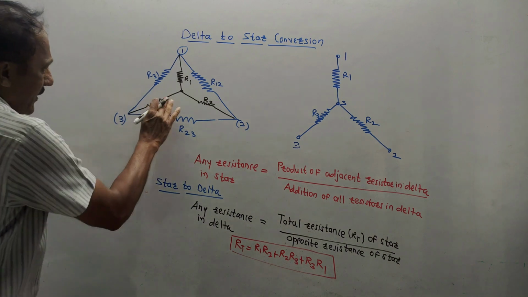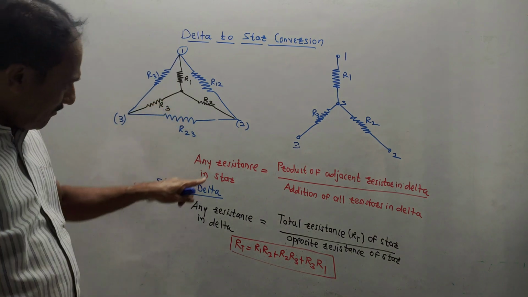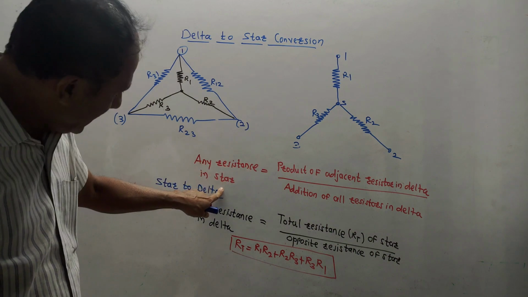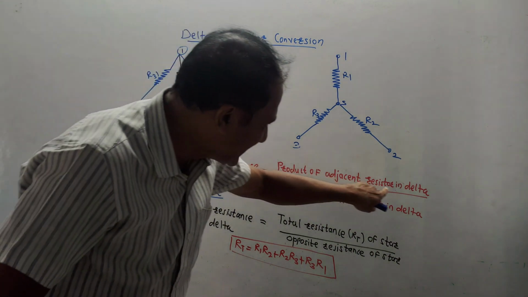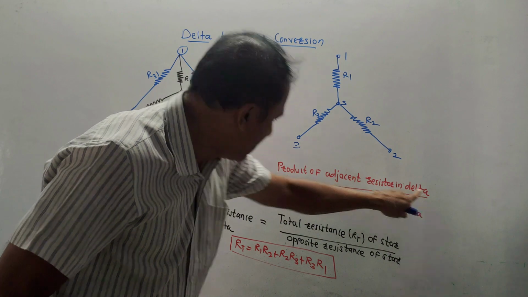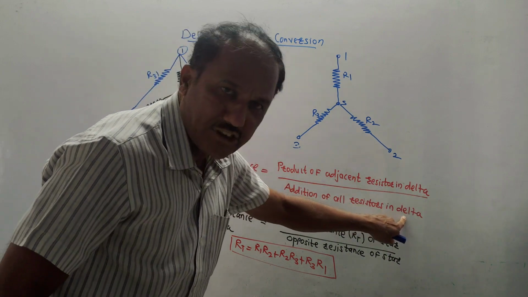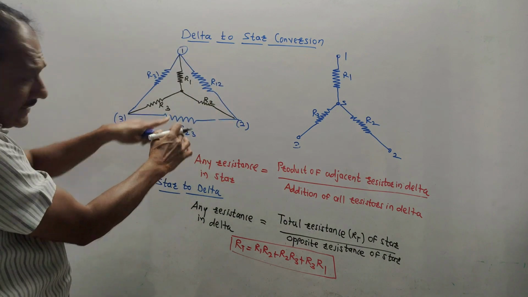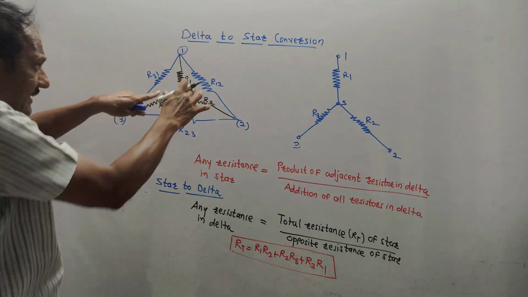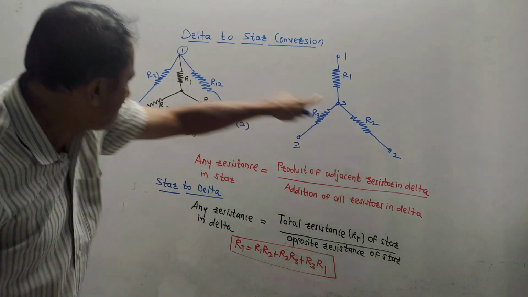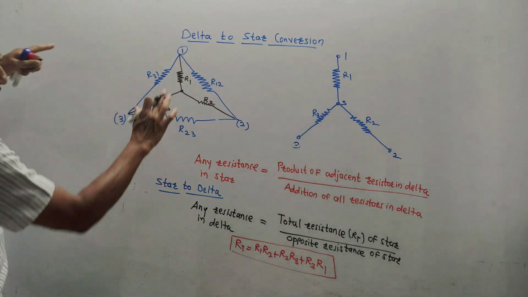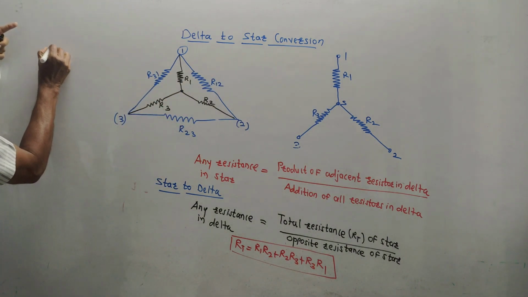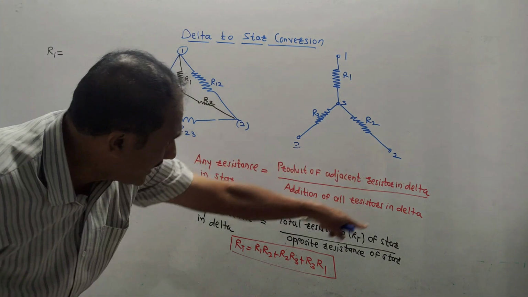Now recall the rule, make the thing simple. Any resistance in a star network is equal to the product of adjacent resistances in the delta network divided by the addition of all resistances in the delta. How to do it? I want to convert this delta into a star network. Inside the delta itself, I have drawn this star network as it is. Now, for conversion, I will make use of this formula.